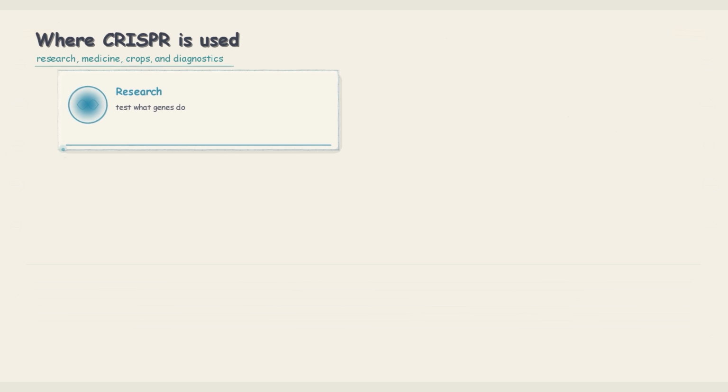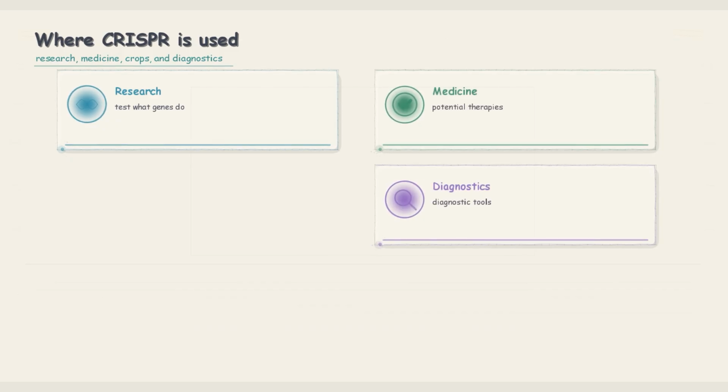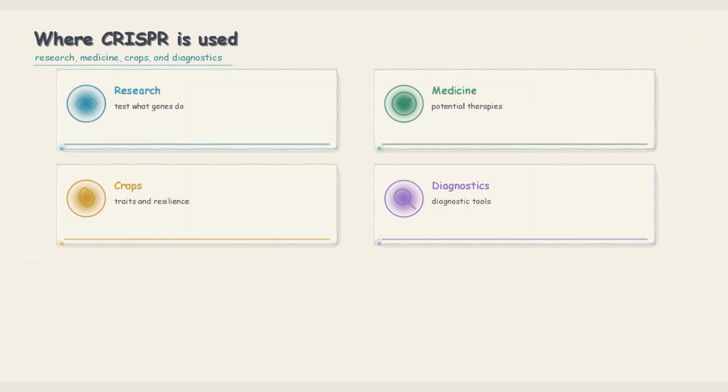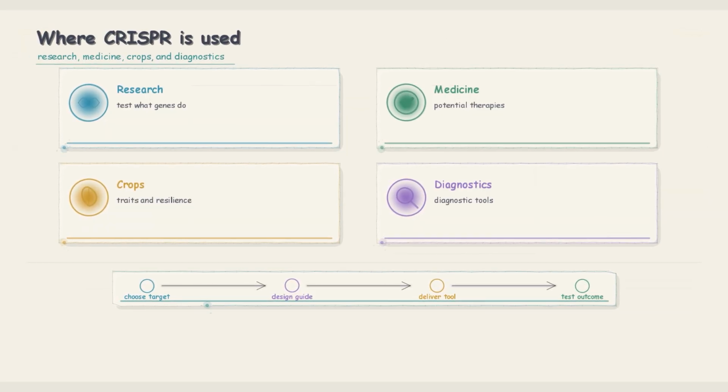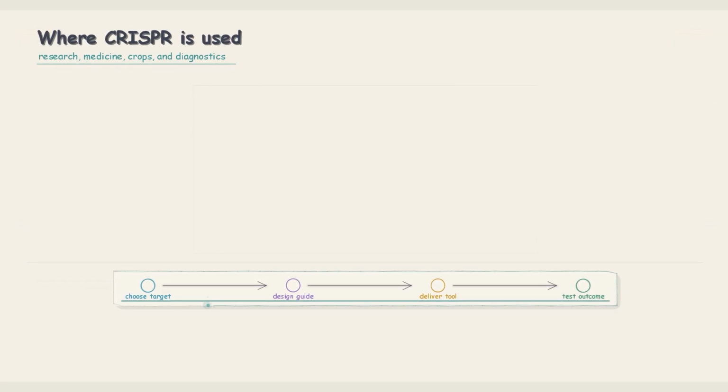CRISPR is used widely in research to test what genes do. It is also being studied for medical therapies and diagnostics. In agriculture, gene editing can help study traits and resilience. But every application needs careful delivery and testing. The tool is powerful because the target can be programmed.